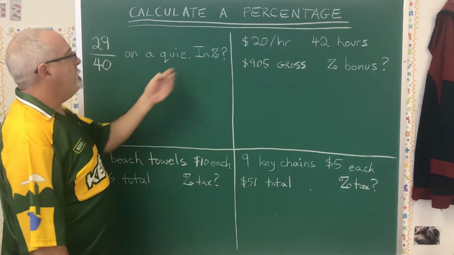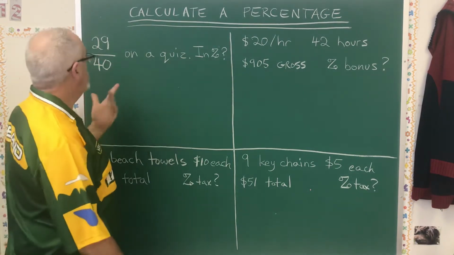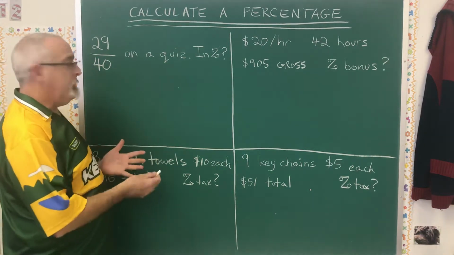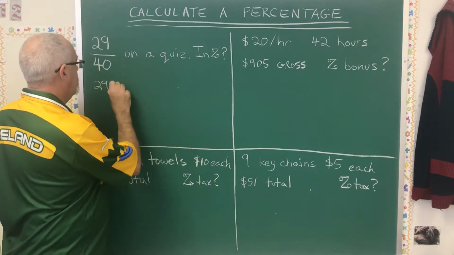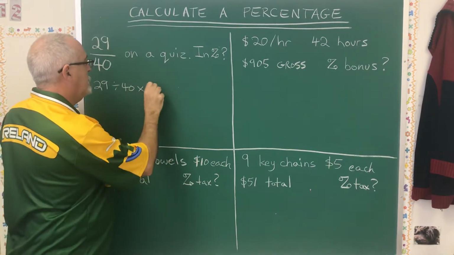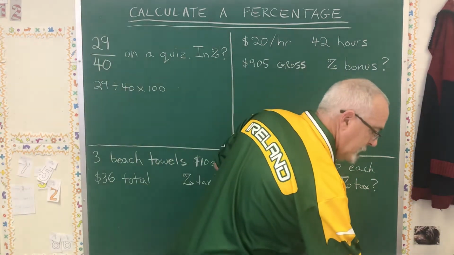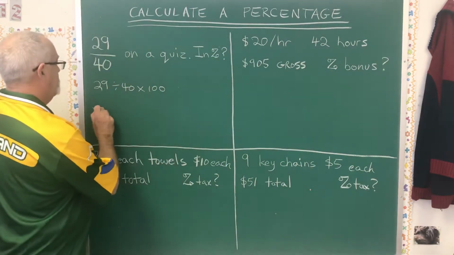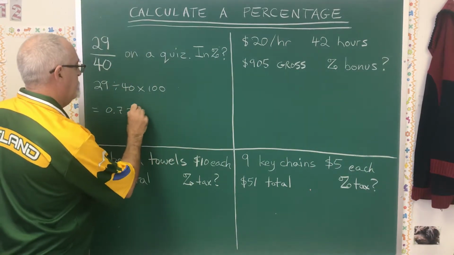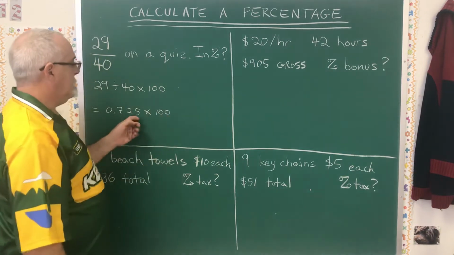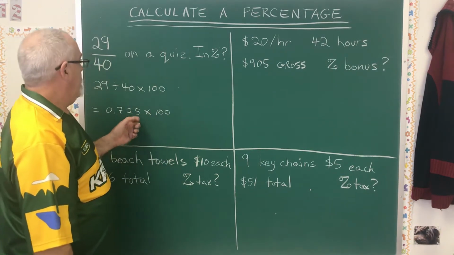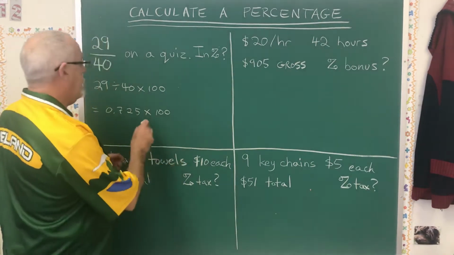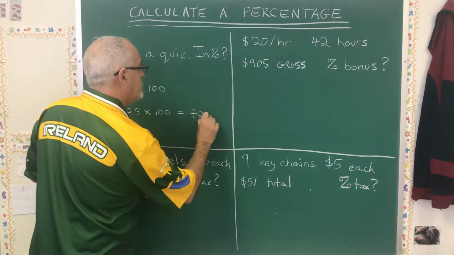So if we have 29 on 40 and we want the grade in percent, what we do is we divide 29 by 40 and then we multiply by 100. 29 divided by 40 gives me 0.725. But that's the decimal version of the number. It's the grade out of 1. What is the percent? I multiply by 100 and I get 72.5%.